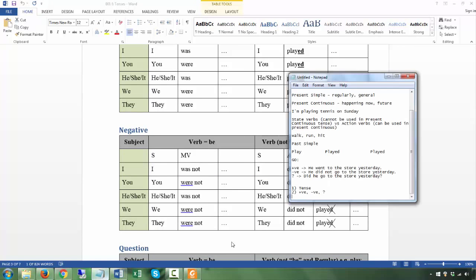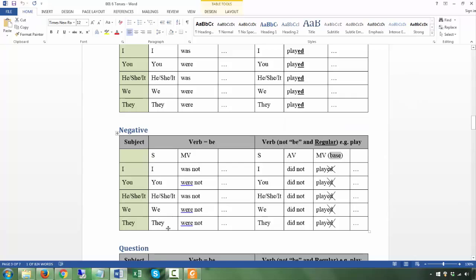Then the third question you need to ask yourself is, are we using a be verb or other verbs? Because be is special. So if you are using the negative and you know that you're using the be verb, you know that this is the table that you're going to use.